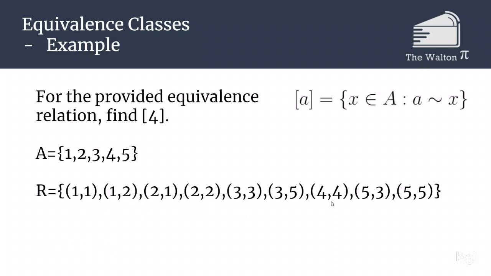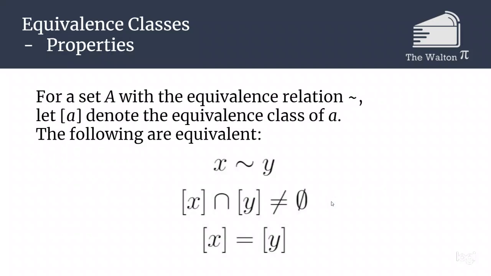Let's look at this last example. Let's see if we can figure out what is the equivalence class of 4. Here, we see that the only element that relates to 4 is itself. So the equivalence class of 4 is just the set containing 4. There is no other element in that equivalence class.